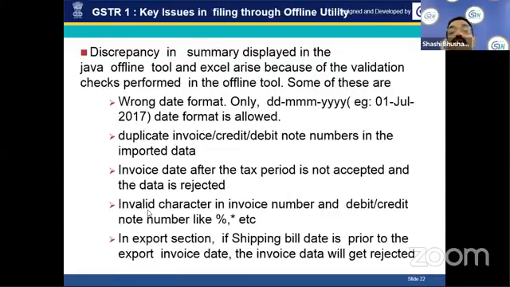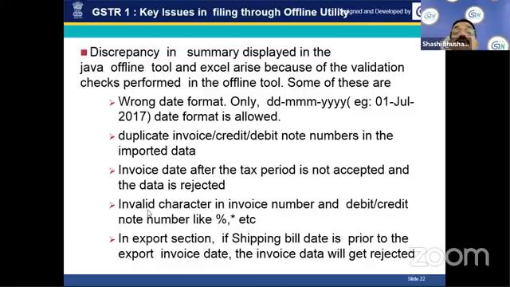Now, I will discuss a few issues which have been reported for this offline utility. One issue that is often reported is that they find a discrepancy between the data in the Java offline tool that is reflected in the summary and the data that they have entered in the Excel offline tool, the Excel utility.